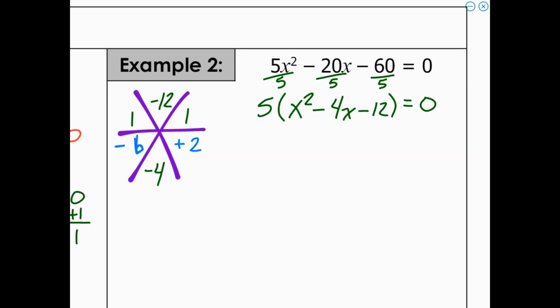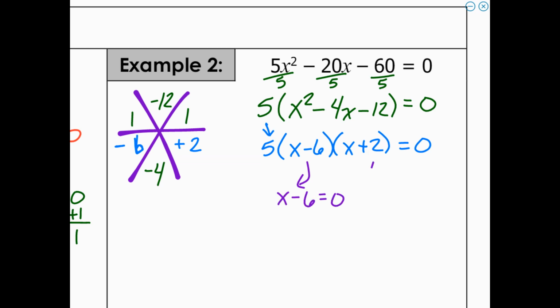So now, do these reduce at all? No. So I still have the 5 out there, and x minus 6 times x plus 2. Notice that in the last one, and again in this one, I'm not going to do anything with that 5, and I didn't do anything with the 3 in the last one. Why did it not matter? I factored them out. They are one of my factors, but when I go to solve, I didn't use it to solve anything.